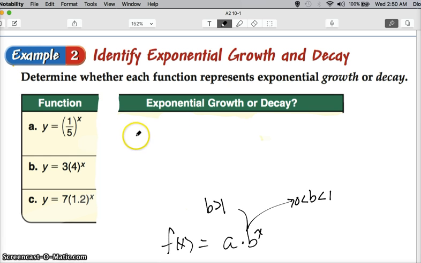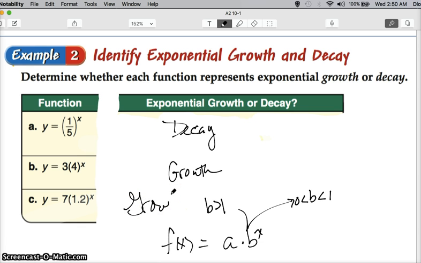So determine whether each represents growth or decay. Clearly, since this number is less than 1 but greater than 0, we have a decay here. The next one, if we have this function, will this be growth or decay? Since we have a 4 there, that's greater than 1, so we have growth. And finally, even though 1.2 isn't much greater than 1, it is, and therefore there is growth here as well, even if it's slow growth.